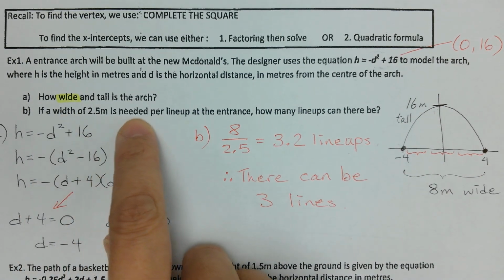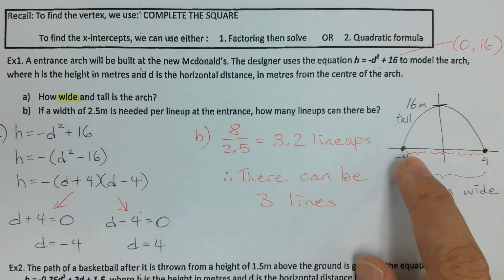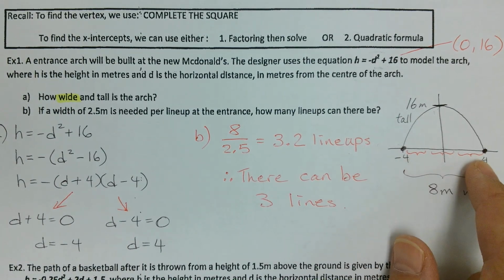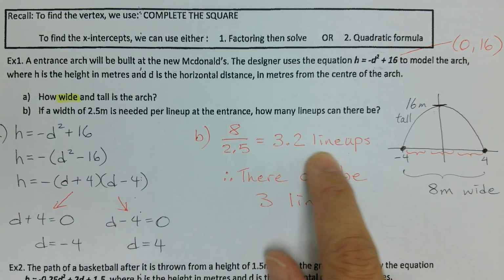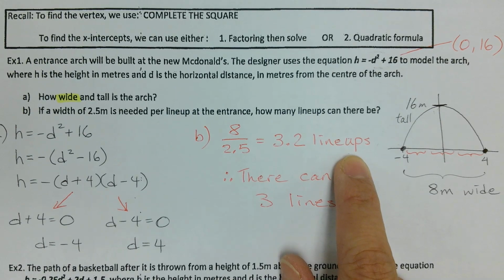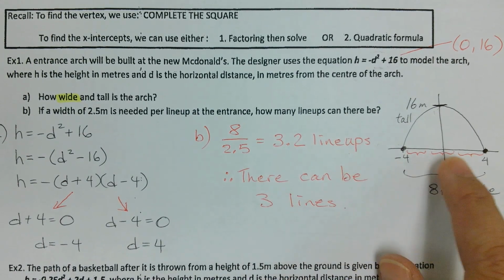If the width is 2.5 meters for each lineup, I would just do the 8 divided by 2.5. I get 3.2 lineups. Since we can't have 0.2 of a lineup, that means there's 3 lineups in total.